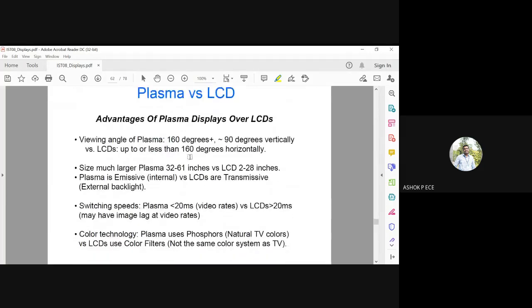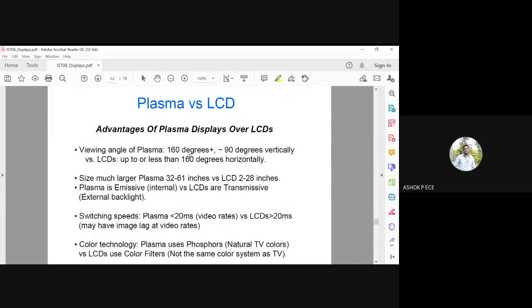Plasma versus LCD. So we'll see a comparison between gas plasma display versus LCD. The advantage of plasma displays over LCDs: the viewing angle of plasma is 160 degrees horizontally plus 90 degrees vertically, but the viewing angle of LCD is only up to 160 degrees horizontally. No vertical viewing is possible in the LCDs because of the construction of the device. So in plasma, the viewing angle is very good horizontally, and vertical viewing is also possible from 90 degrees. But in LCDs, only less than 160 degrees horizontal viewing alone is possible.